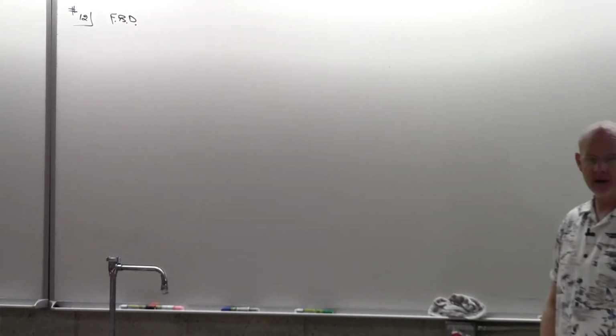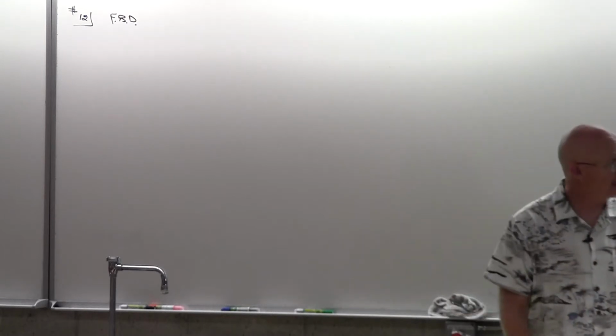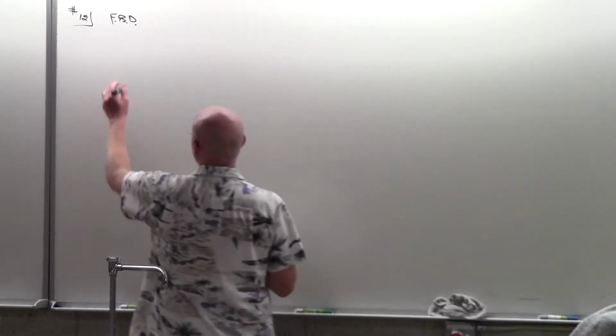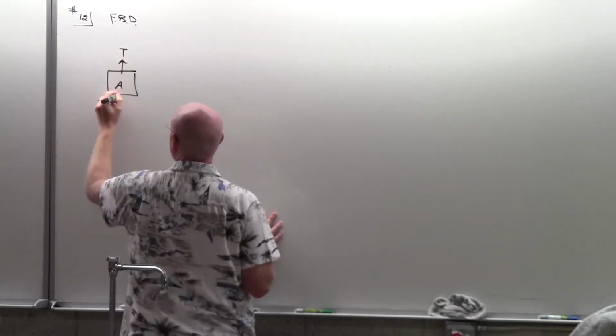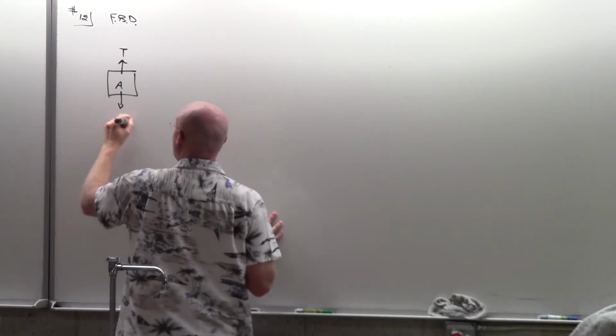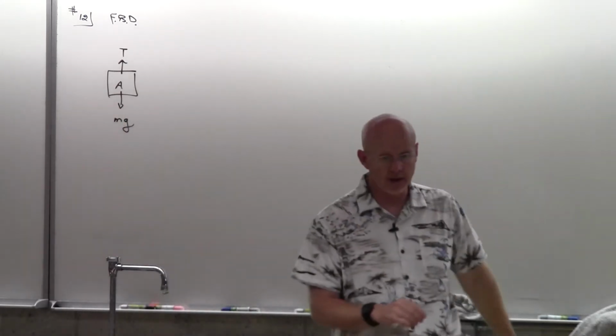Shall we do a free body diagram? Let's go back to chapter 5 here. Let's do a free body diagram. Let's look at block A here. Talk to me. What are the forces on block A? All right, tension pulling it up, gravity pulling it down. Fair enough?